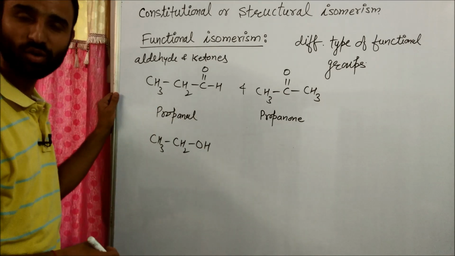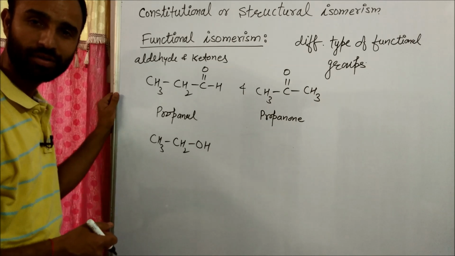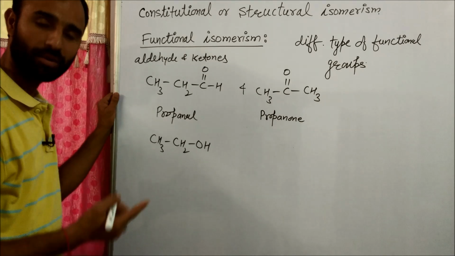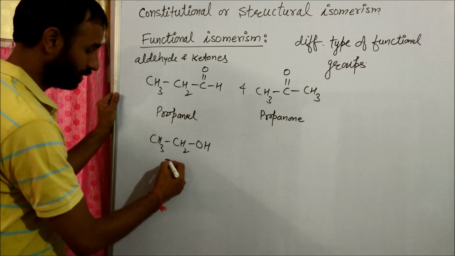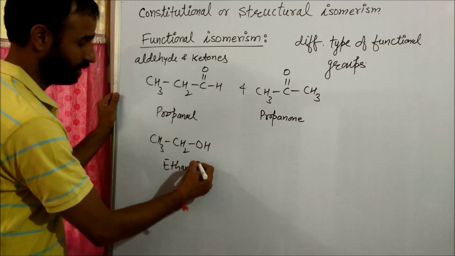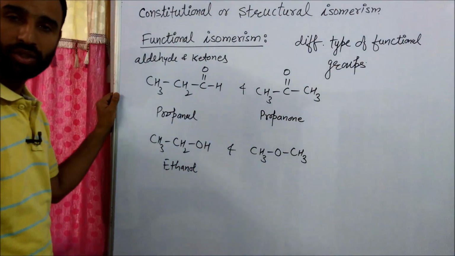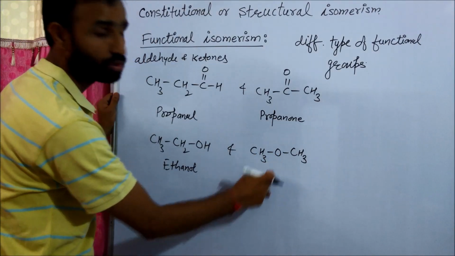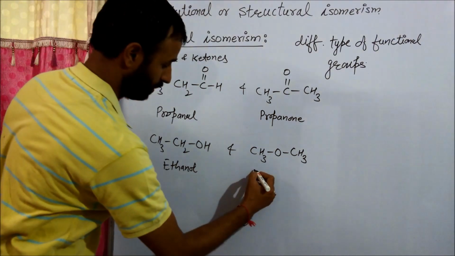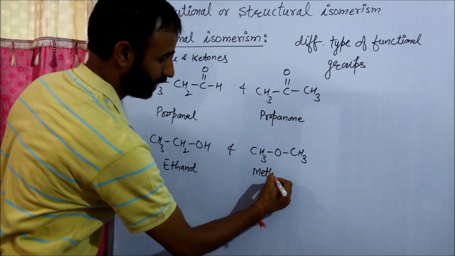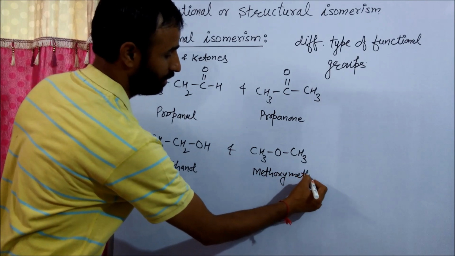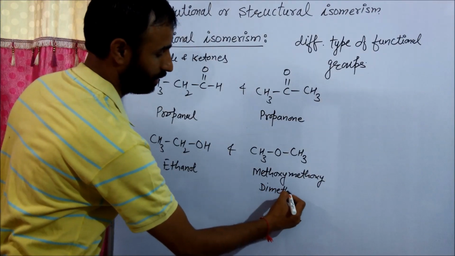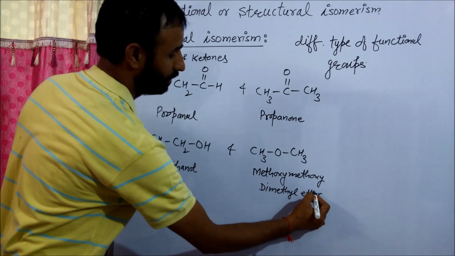Well known, it is ethanol, used for various purposes, have medicinal use, can be used for drinking purpose. This is ethanol, and this is, if O is between two carbons, that is called ether. So this is, its IUPAC name is methoxymethane or dimethyl ether, common name.